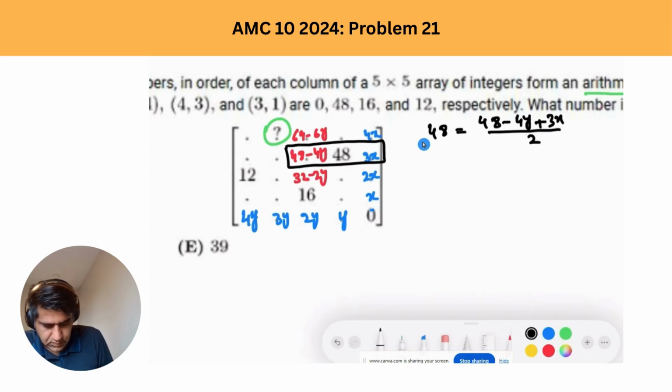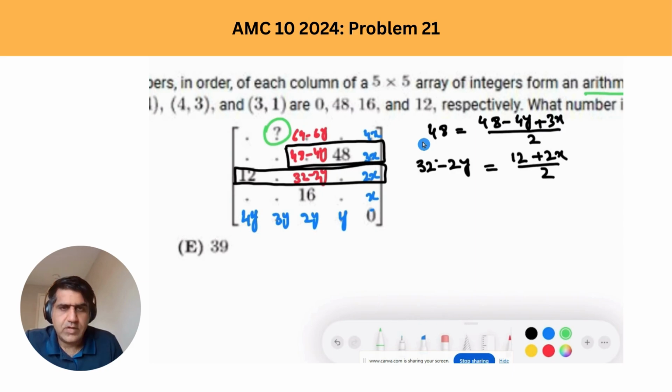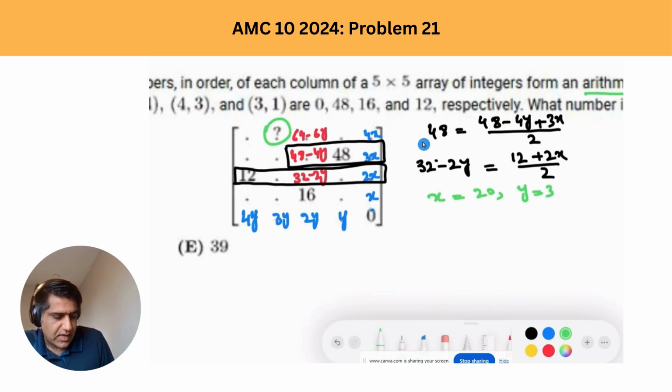And similarly, I can form another equation based on this, that I can write like 32 minus 2y equal to 12 plus 2x over 2. Now if I solve these two equations with any of the methods, then I will get x equal to 20 and y equal to 3. I have just skipped the part of solving the equations because I'm pretty sure you know how to use the substitution method or the elimination method, and you can do it yourself.